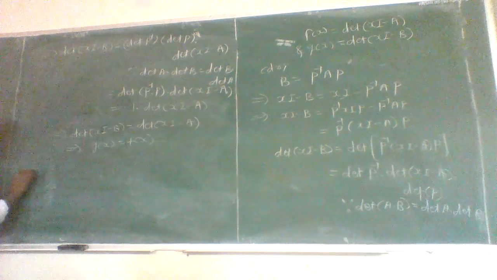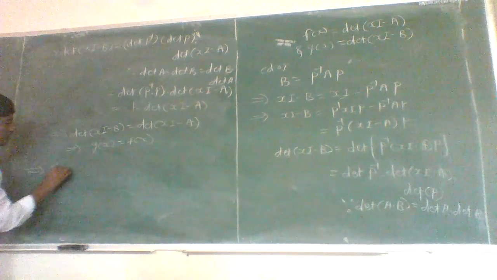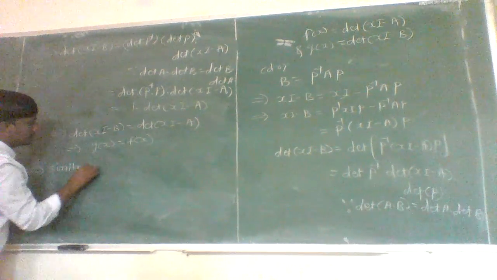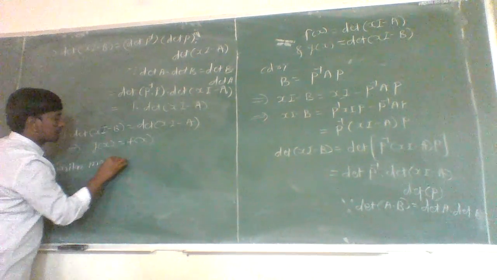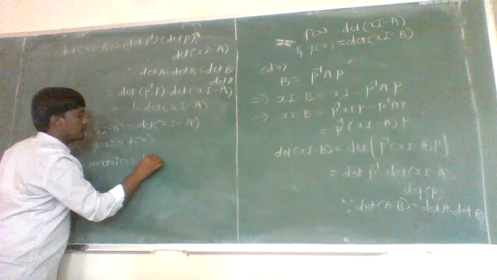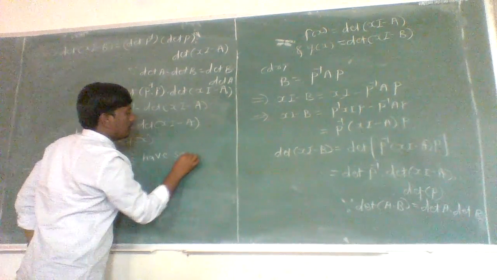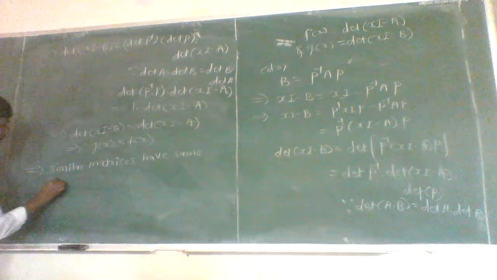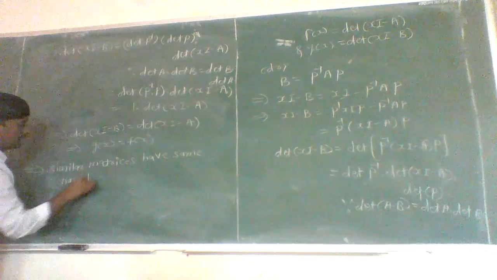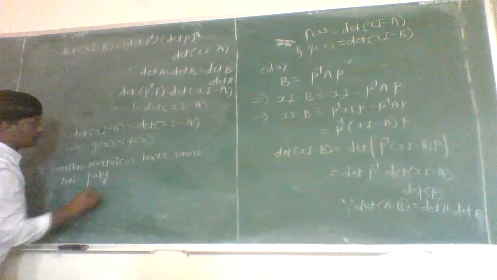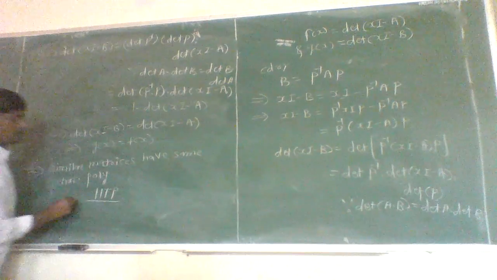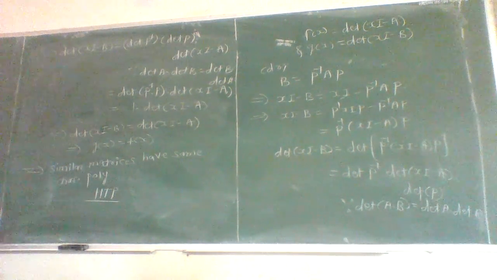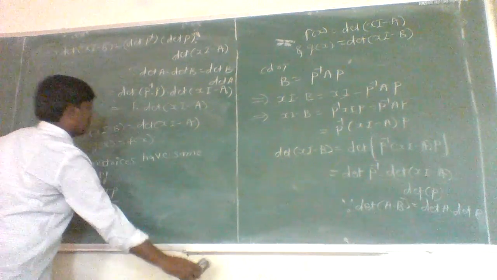Therefore, from this we say that similar matrices have the same characteristic polynomial, and that is what we had to do, and hence the proof.